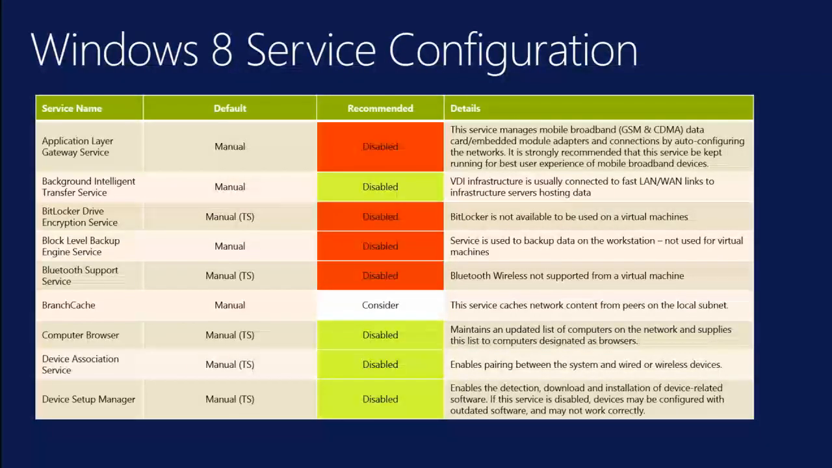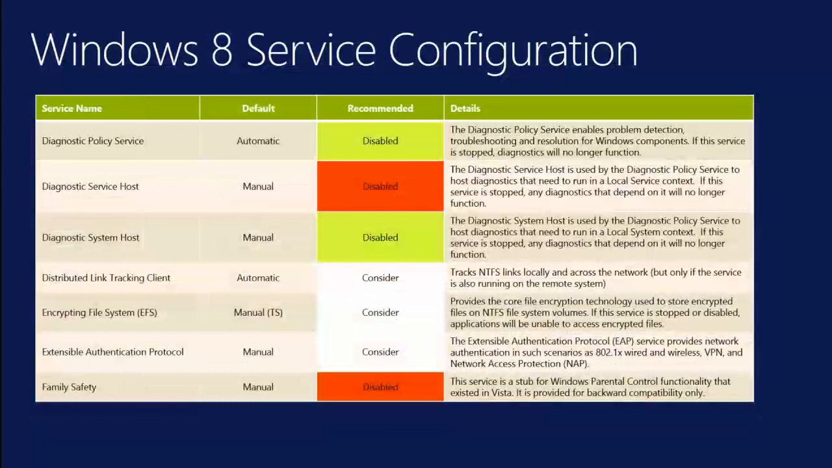So, briefly, application layer gateway service. That is never needed in a VDI environment, since we don't have any mobile broadbands in them. Bits might be needed depending on infrastructure, agent, applications, but otherwise that's also gone. We don't need BitLocker. We certainly don't need Bluetooth. We might need branch cache. That totally depends if you're using branch cache. Otherwise, you can turn that off too. Computer browser, device association, device setup manager, we don't need them. Just disable them. Diagnostics, policy service, services host, all the diagnostic systems.